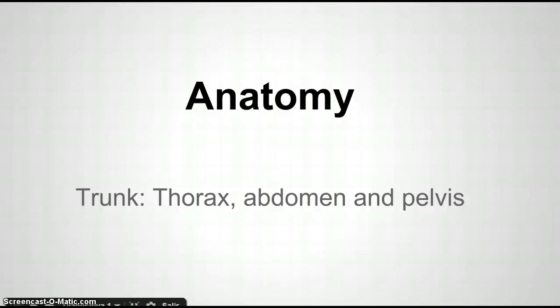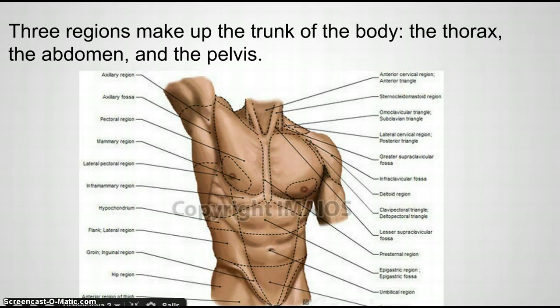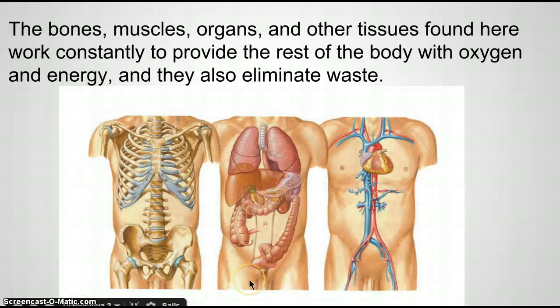Anatomy: trunk, thorax, abdomen, and pelvis. Three regions make up the trunk of the body: the thorax, the abdomen, and the pelvis. The bones, muscles, organs, and other tissues found here work constantly to provide the rest of the body with oxygen and energy, and they also eliminate waste.